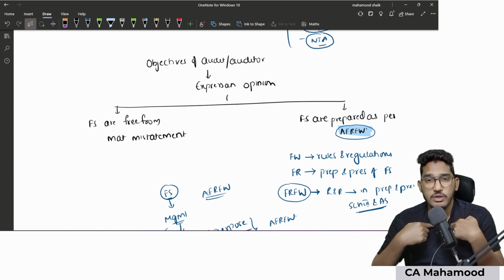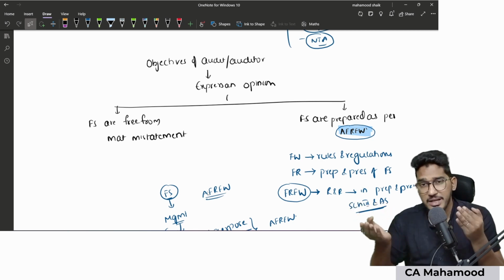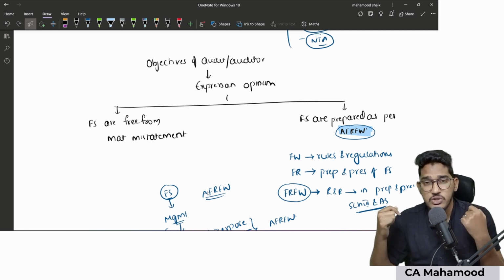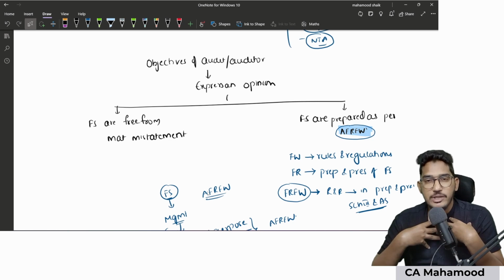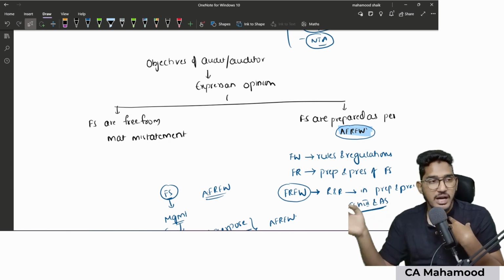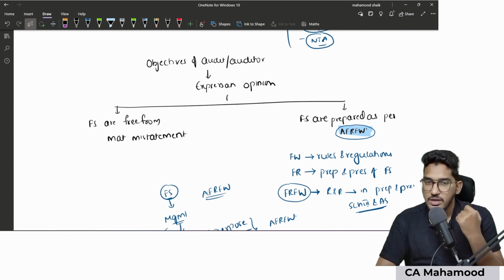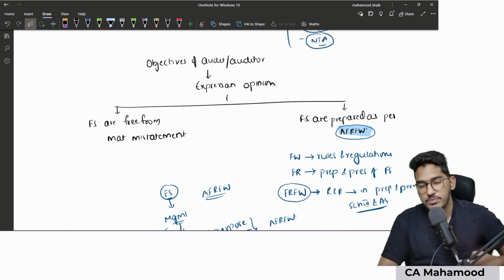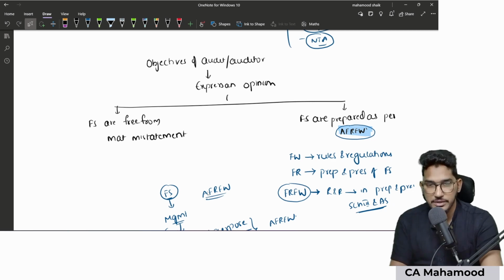If I am conducting audit of SBI, I need to express opinion whether my client's management prepared the financial statements on the basis of Banking Regulation Act. If I am conducting audit of LIC, I need to express opinion whether my client's management prepared the financial statements as per IRDA rules and regulations. Understood? So this is the second objective on which the auditor needs to comment.